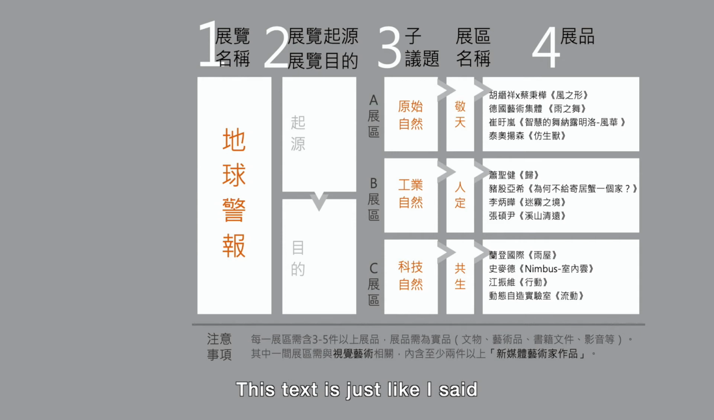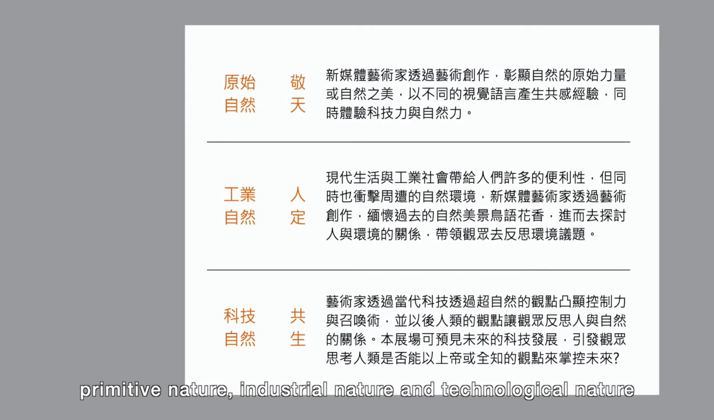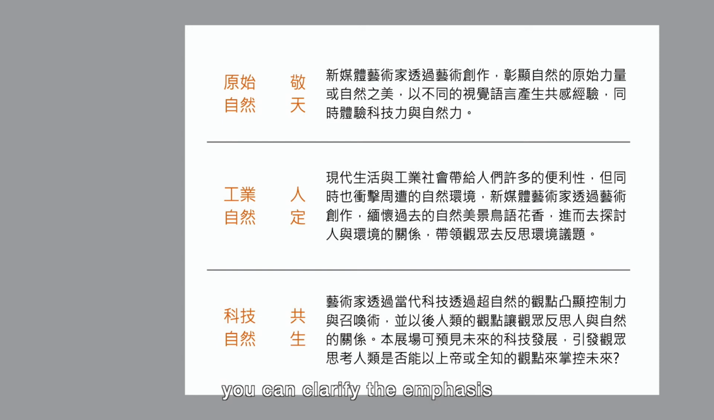This text is just like I said. I first organized it into a form like PowerPoint slides. I even defined the differences between the exhibition areas of primitive nature, industrial nature, and technological nature. So, through writing this text, you can clarify the emphasis of your exhibition areas. Then, you can put works within these.